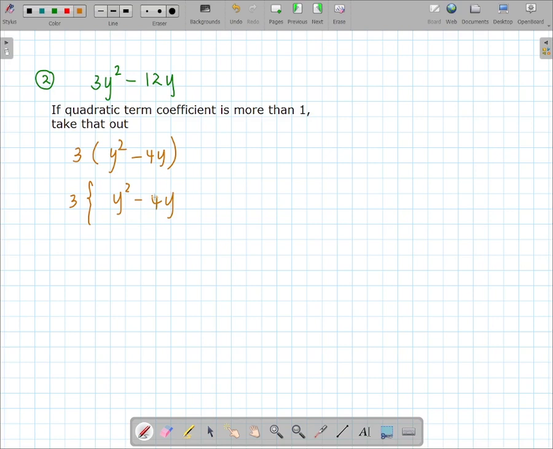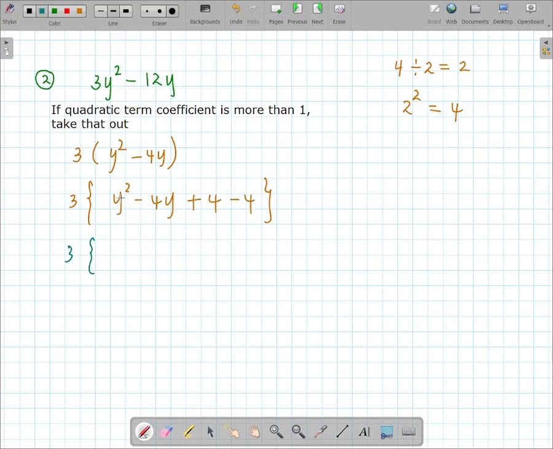Then what is the linear term here? That is minus 4y. Then what is the coefficient of that? That is 4. So 4 divided by 2, that is 2. Then we have to square it. 2 squared, that is 4. Then we have to add and subtract. Add 4 and subtract 4. Close bracket. 3, open bracket.